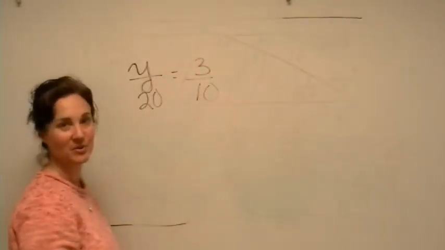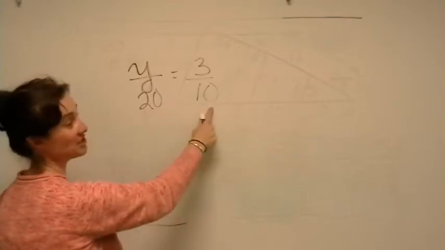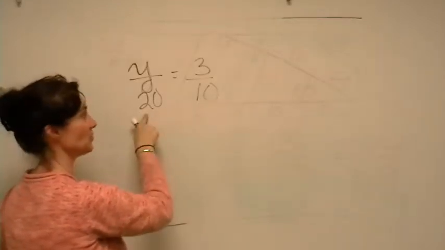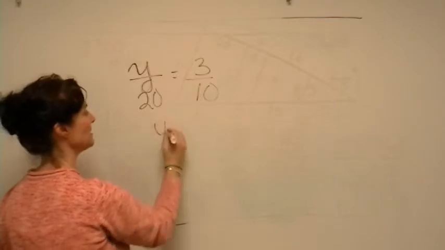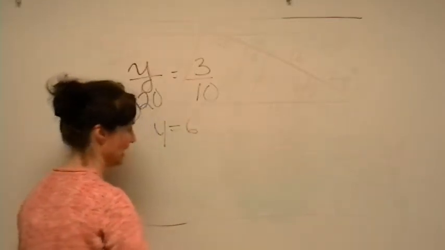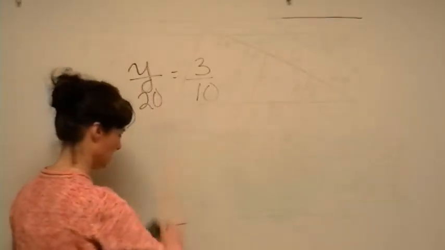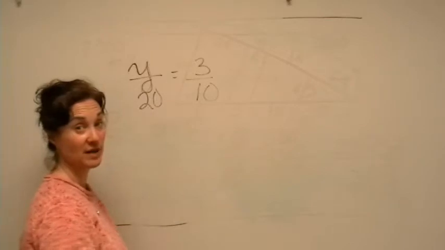Now I know what some of you are doing. Some of you are automatically saying 20 divided by 2 is 10, or 10 times 2 is 20, so y is equal to 6. That's okay. The only problem with that is if you're not learning how to work the problems when it's not that easy, you'll have trouble with it. So let's talk about the way you're supposed to do it algebraically.